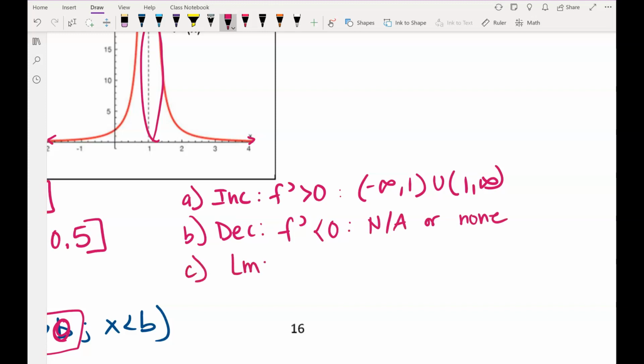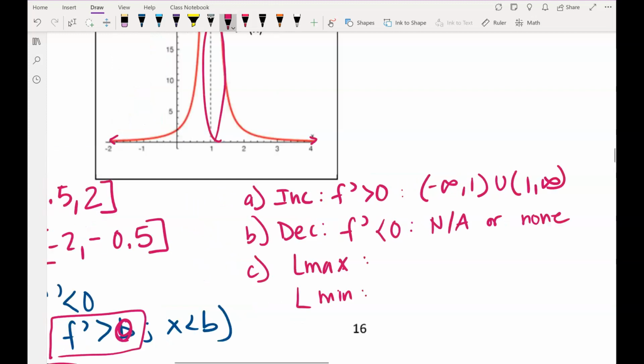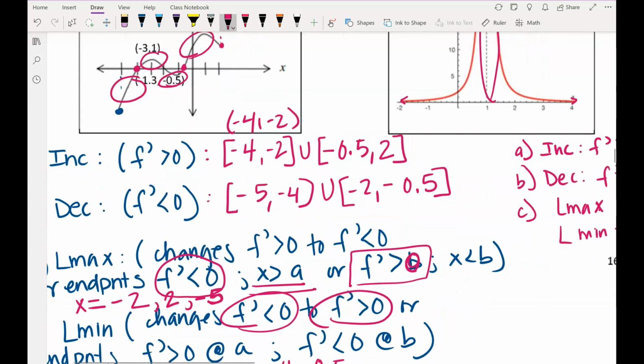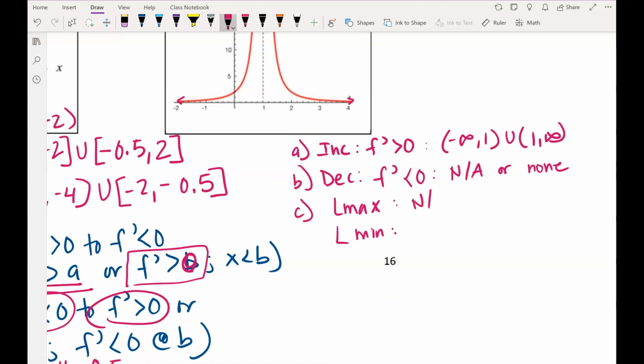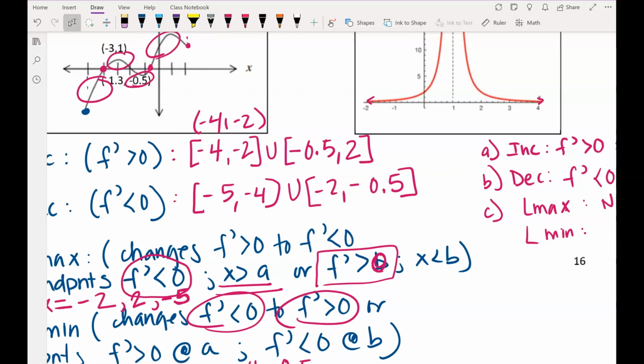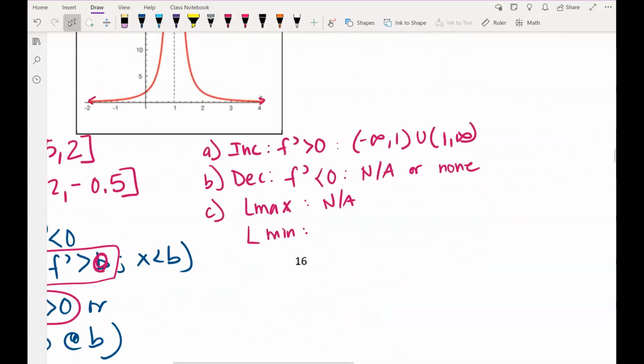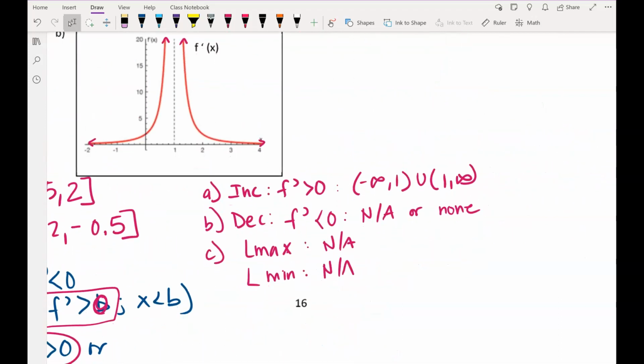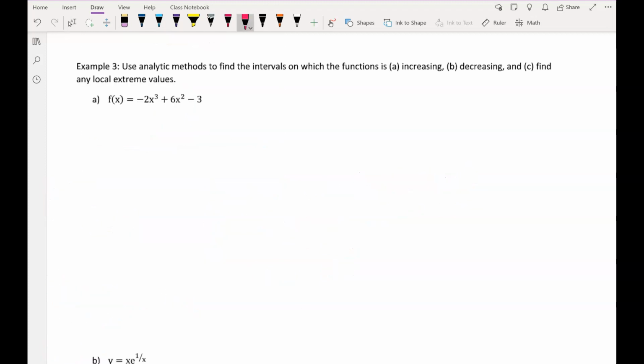C, we want L max, L min. Now remember, L max is when we're chasing for the changes from increase to decrease. Well, there was never any derivative change, so there's no L max. We don't have endpoints, so none. L min is the same thing. L min is when we are trying to see if there's a change from a negative derivative to a positive. The entire time, the derivative is going to be positive. So none for both.